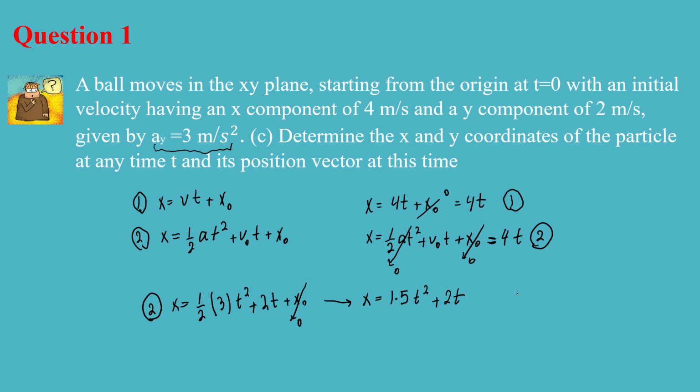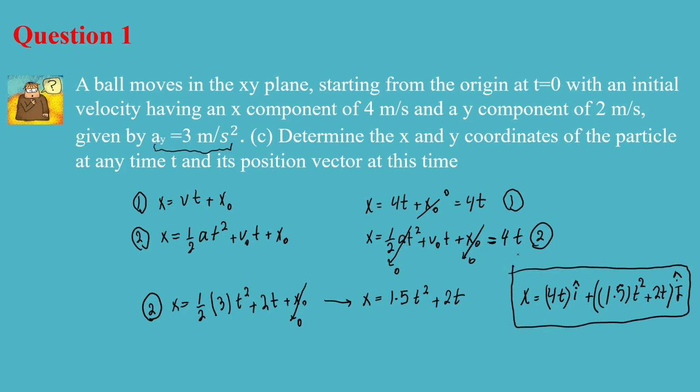So if I write down the position, it's going to be 4t in the x direction, and then 1.5 t squared plus 2t in the y direction. And this is going to be my final answer for this part.